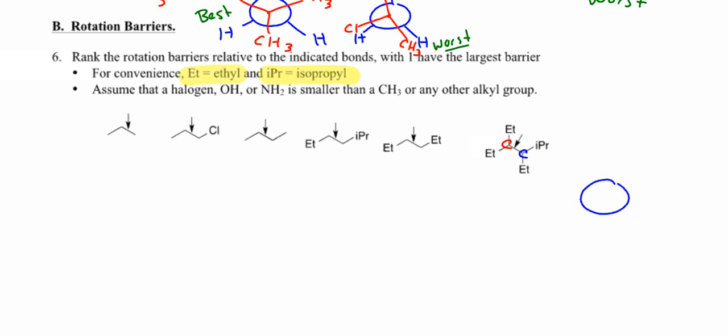Okay, what do I have? I have an isopropyl. Okay? I have an ethyl group. And what do you think is left? If that's a carbon, what else is needed? I need an H.